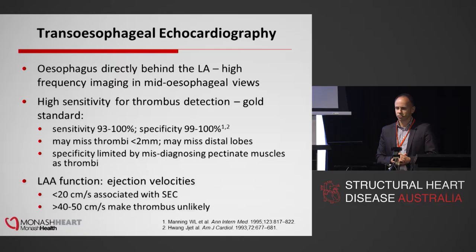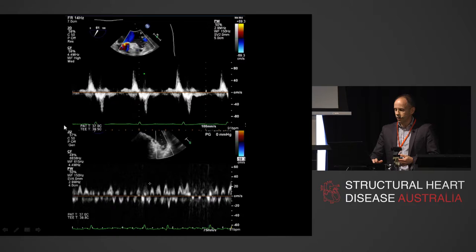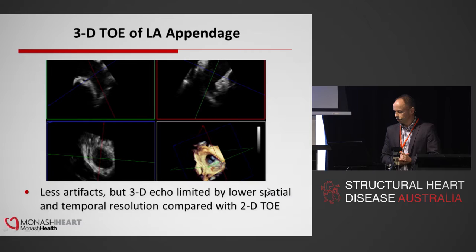And in addition to the anatomical imaging, we get some functional data by using our pulse wave velocity assessment of the ejection velocities at the mouth of the left atrial appendage. On the top panel here, this is a normal patient in sinus rhythm with good brisk ejection velocity, up around 80 centimetres per second, in comparison with a patient with chronic atrial fibrillation and poor contractile function, where velocity is down around 20 centimetres per second, increasing the risk for thrombus formation. The value of 3D TOE is really limited because we're compromising on temporal resolution and particularly spatial resolution, and what we need is high frequency 2D TOE.